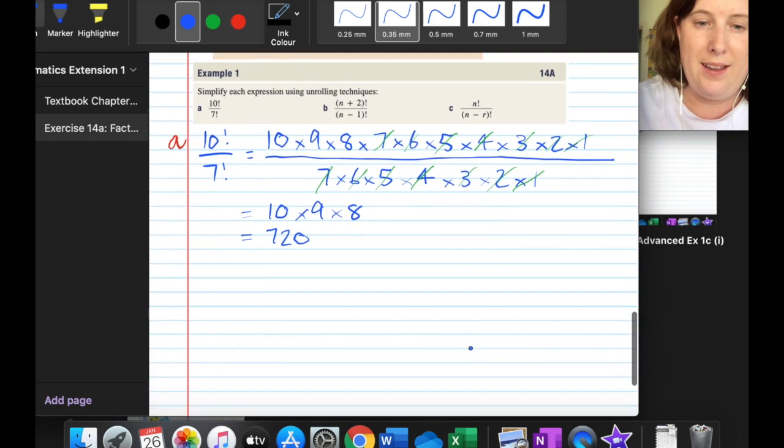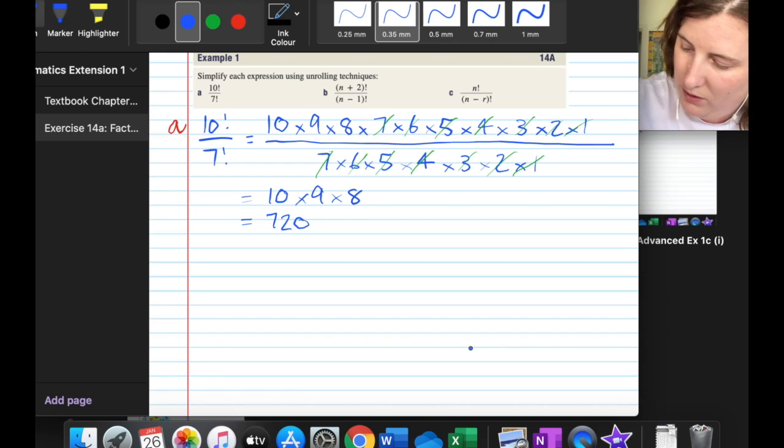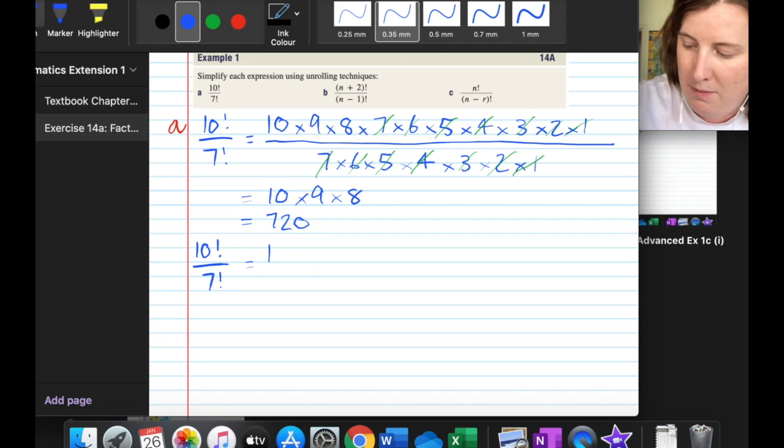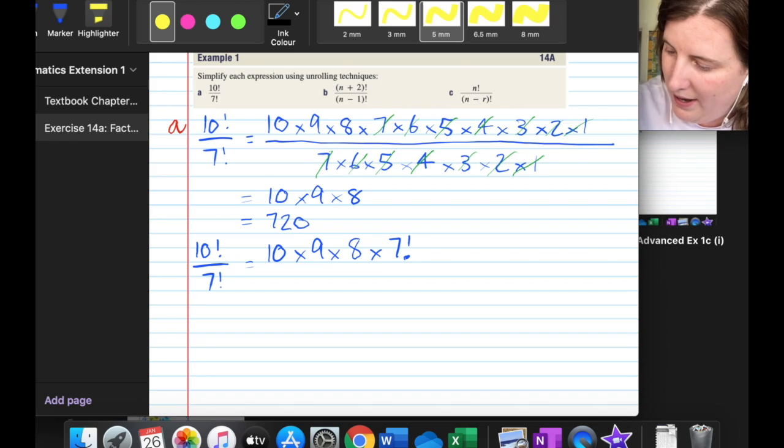Another way to do that same question without writing everything out is this. So we've got our 10 factorial over 7 factorial. Now 10 factorial is the same as 10 times 9 times 8 times 7 factorial. I stop at the number that's the same as on the bottom, because when I had all of these, that is just 7 factorial.